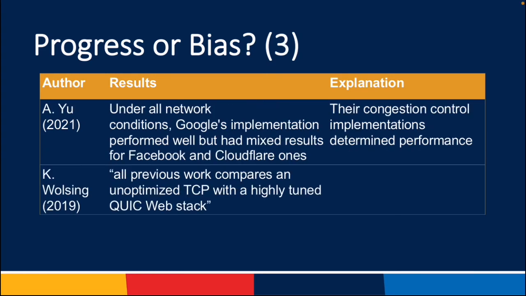In 2021, Alexandra mentioned the conflict in results could be a consequence of researchers in the industry largely optimizing their environment in production. Conversely, those from academia conduct their experiments in their unoptimized environment. Concerning the studies comparing TCP's and QUIC's performance, Conrad found that all previous work compares an unoptimized TCP with a highly tuned QUIC web stack. So what is the truth?